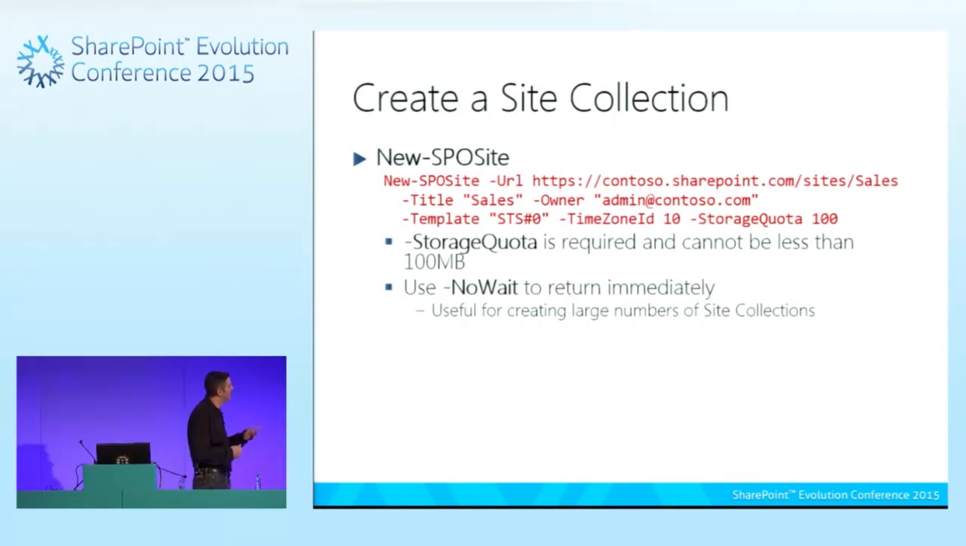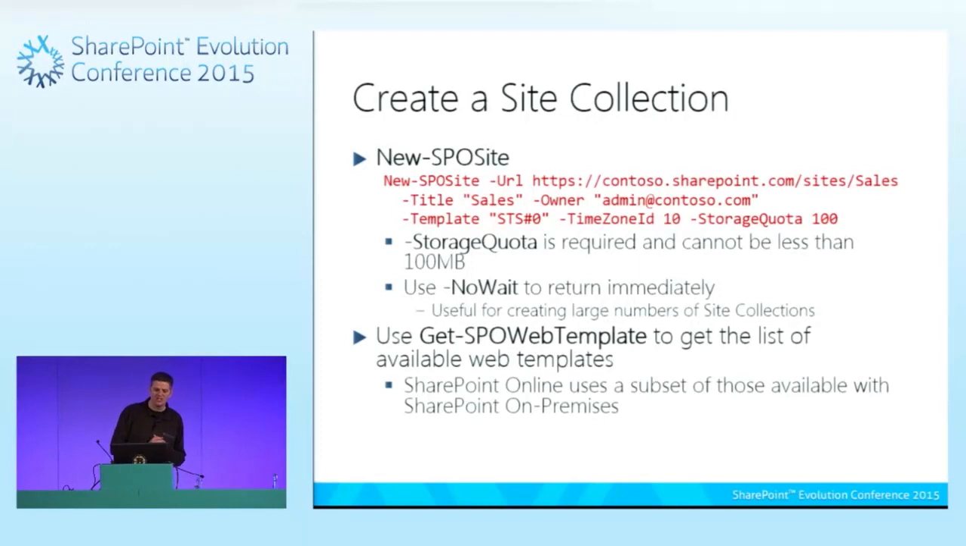You're going to pass in the owner parameter, your template that you're going to use. And if you need to get a list of templates, I think I've got that here. Yeah, there's a Get-SPOWebTemplate cmdlet that you would run to see which templates are installed. It's not going to be necessarily the same templates that you have on-prem. It's a subset, and there's actually a couple that they've added. So don't assume that because I have it on-prem that I'll have it online.